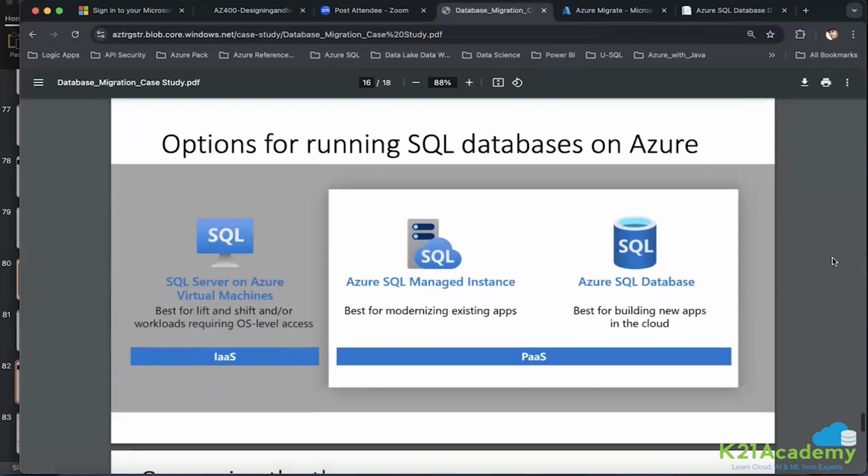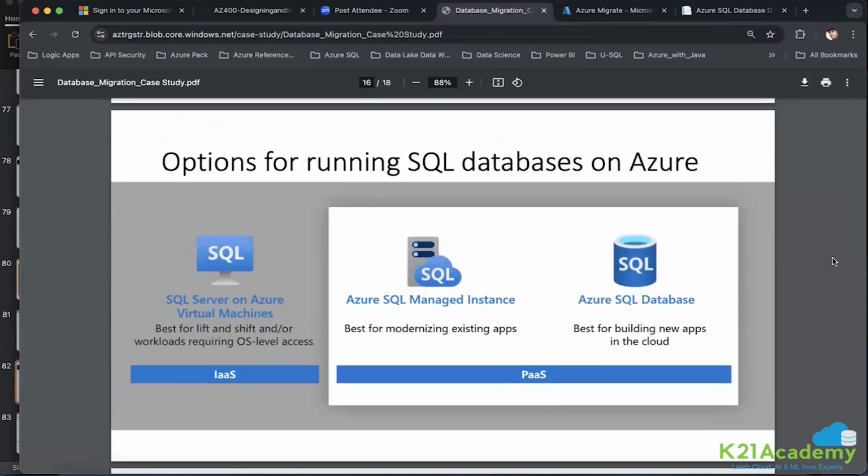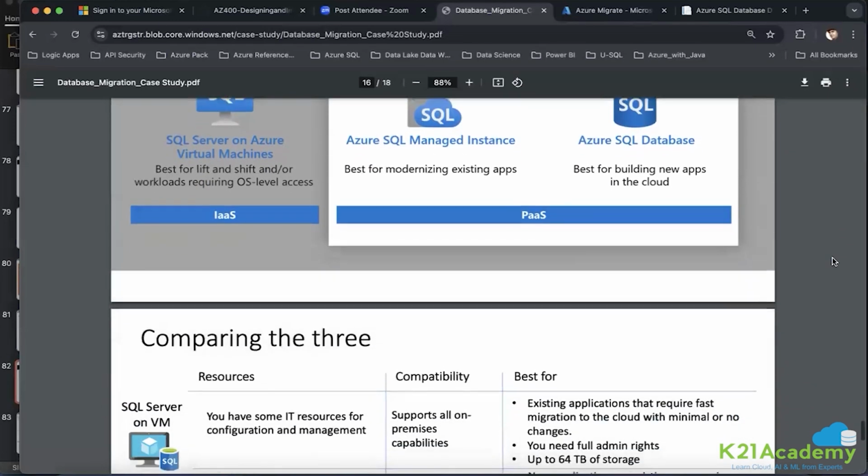Now, generally, as I said, we get these three options to run SQL database in Azure. It can be a standard virtual machine, Azure SQL Managed Instance, or Azure SQL Database with platform as a service. Looking at the current objective, Windows 2008 server, the managed instance is basically best suited in the offerings we have discussed.